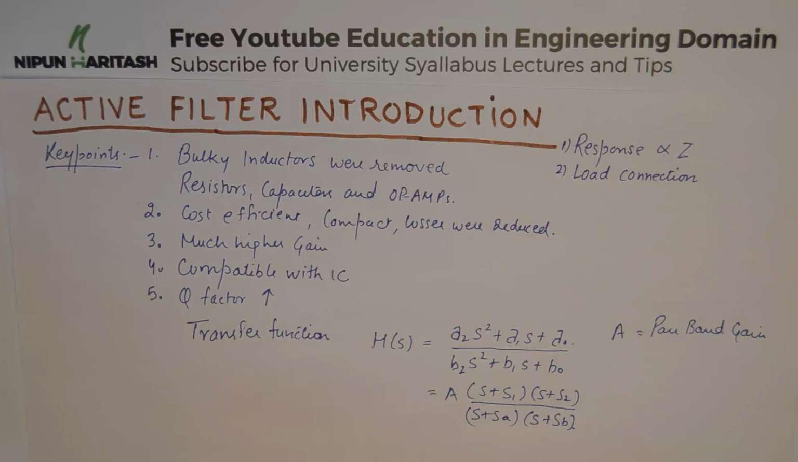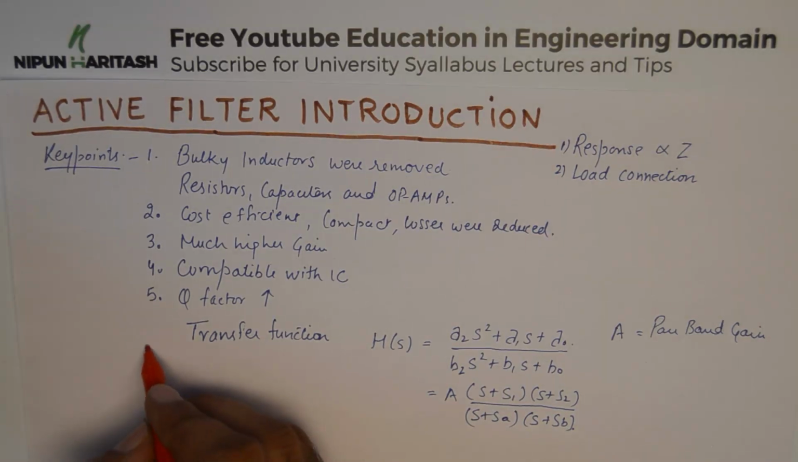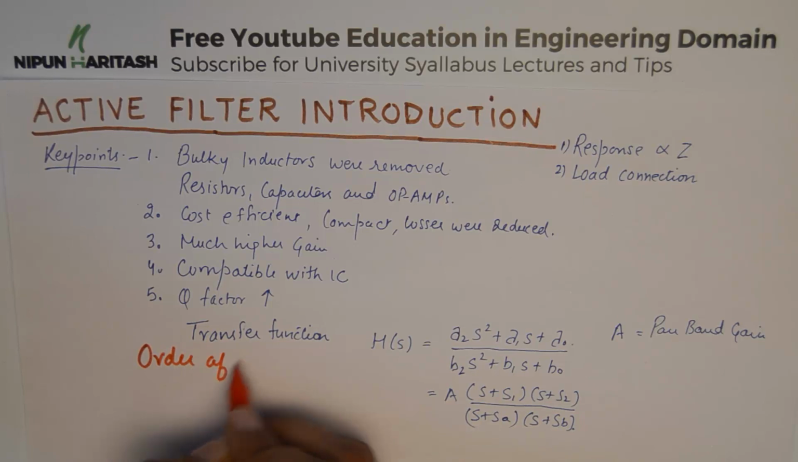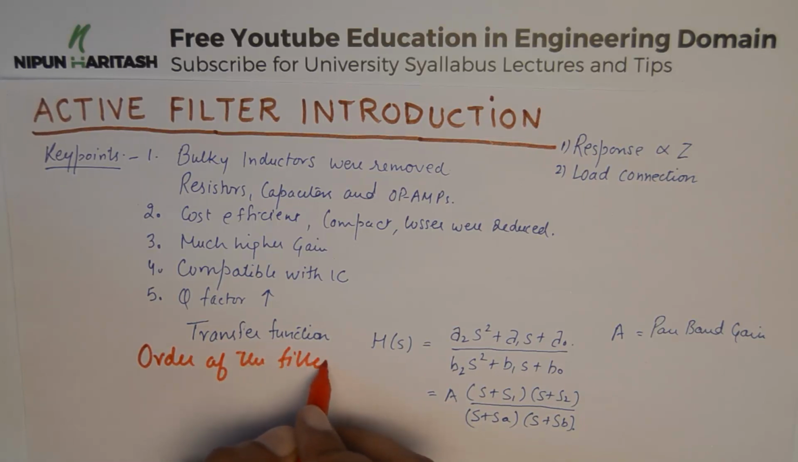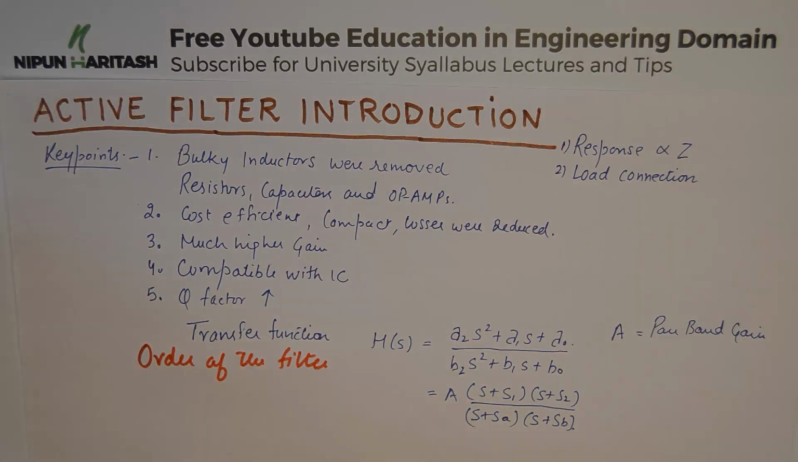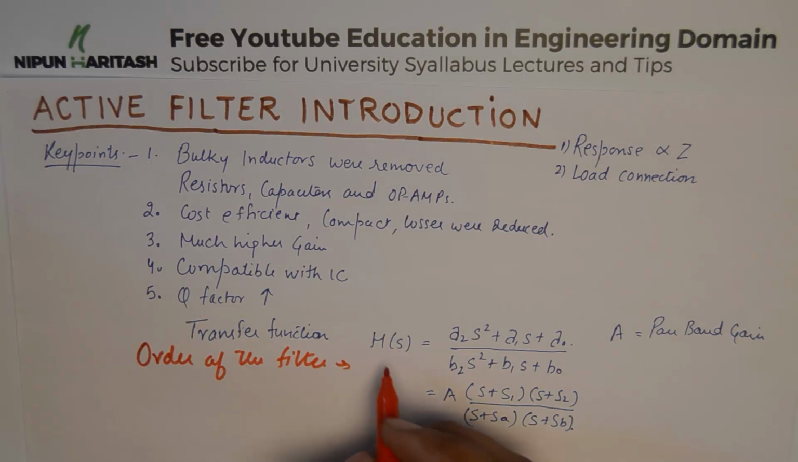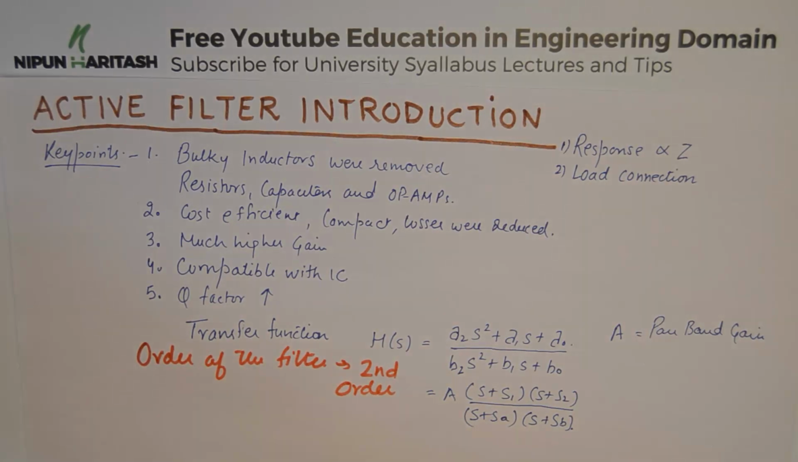So the order of the filter will be represented by the number of poles in the denominator of the transfer function. So this is one of the key points in designing an active filter. So if we were to say what's the order of the filter, we'd say that the order of the filter is referred to as the number of poles. So in this case, if the number of poles are 2, we'll say it's a second order filter.